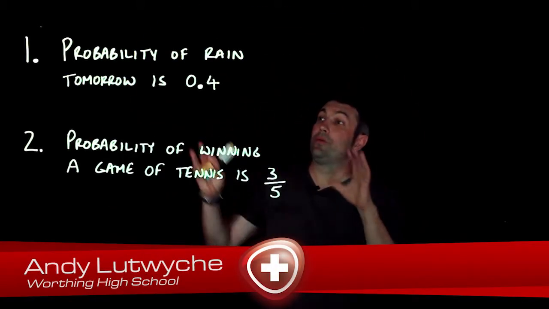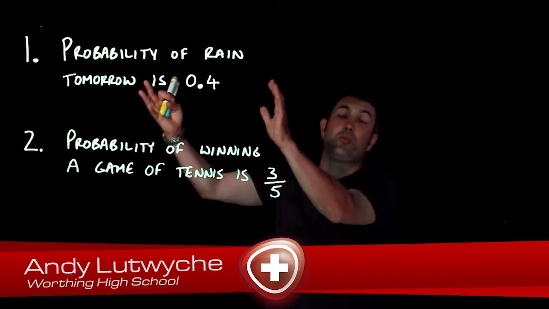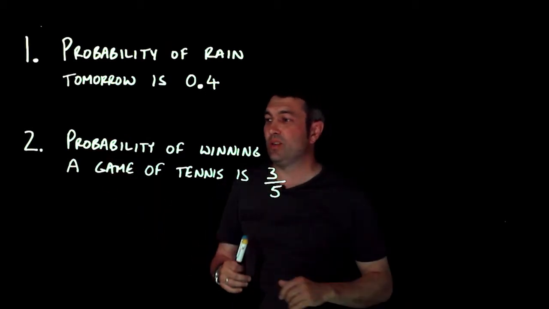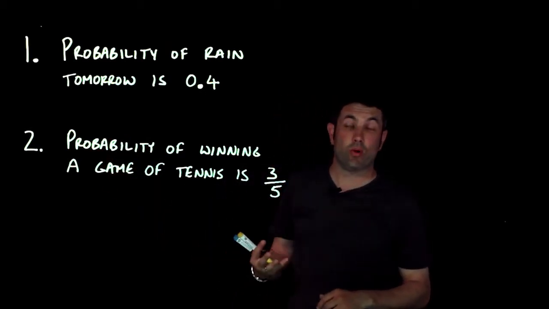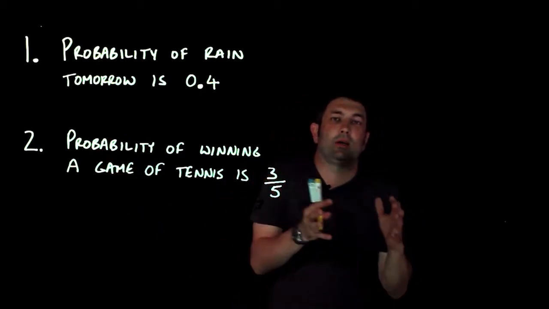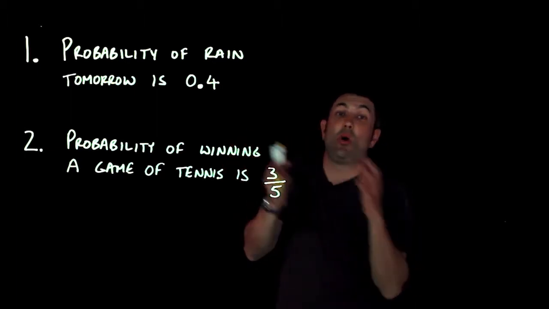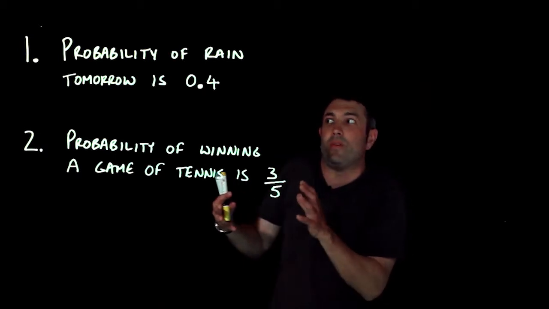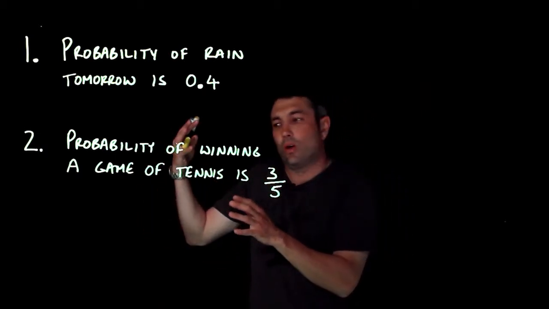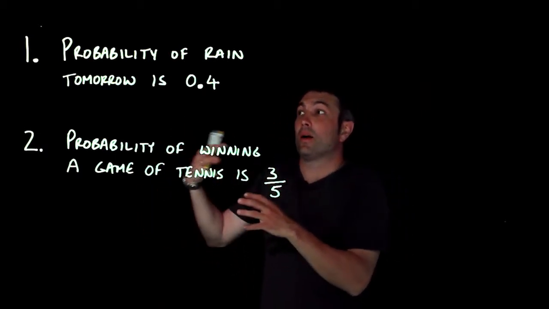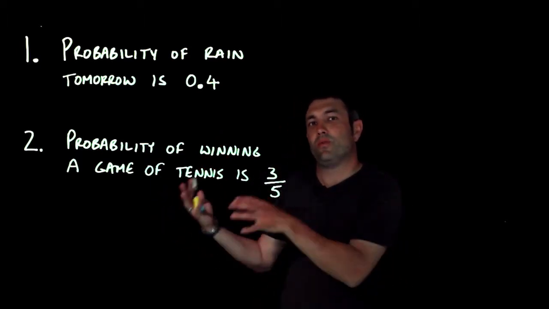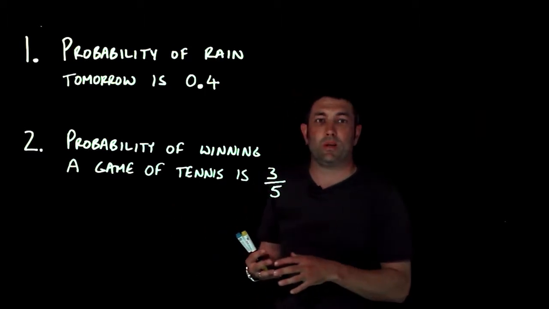This time I have two statements up here. It says the probability of rain tomorrow is 0.4 and the probability of winning a game of tennis is 3/5. Now I'm going to look actually at the probability of those events not happening. Okay, now we know that the probability of all events adds up to 1, all right? Because the probability of all events happening is certain, because something's got to happen, hasn't it? And certain, we learned before, was 1 in probability.